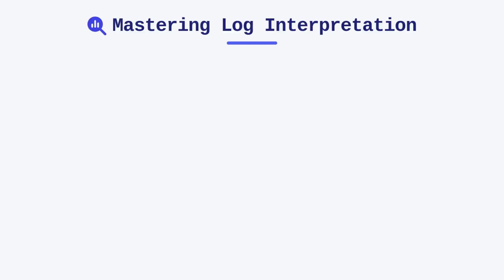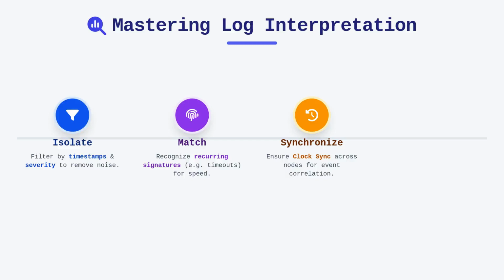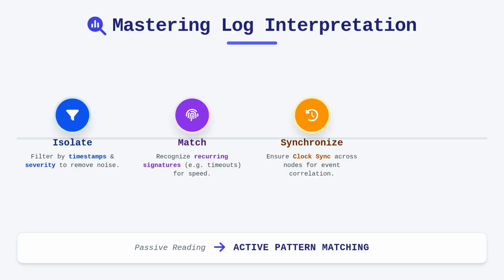Interpretation of these logs requires a methodical approach, ideally filtering entries by timestamps and specific error severity levels to isolate relevant events. Common log signatures are essentially patterns or repetitive strings that occur when a known error condition is triggered, such as a hardware timeout or a service heartbeat failure. By familiarizing yourself with these recurring signatures, you can expedite the resolution process significantly as you move away from passive reading towards active pattern matching.